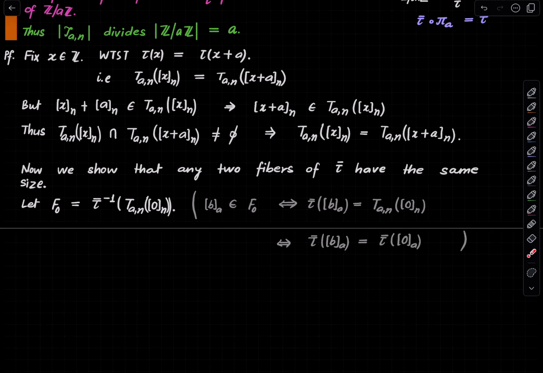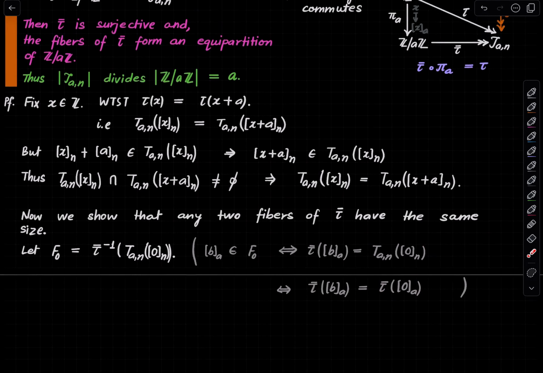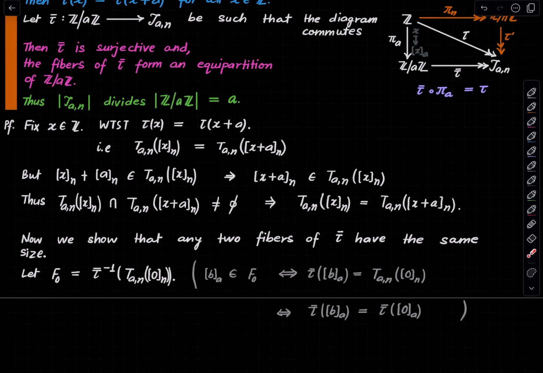So note this equation. We are saying that this is equal to that. This is a trivial thing, just by the definition of tau. You want to figure out what tau bar of 0 mod a is. So you start with 0 here. That becomes 0 mod a when you apply pi a. And then you apply tau bar, you get what you get. But you could have directly applied tau to get what you get. But what do you get if you apply tau to the integer 0? You get this thing. That's the definition of tau.